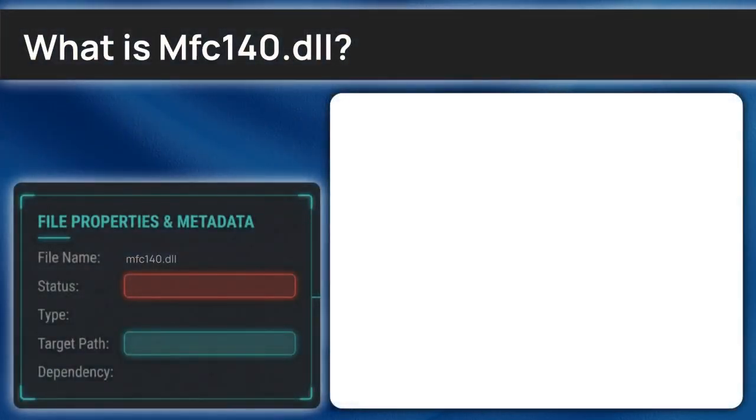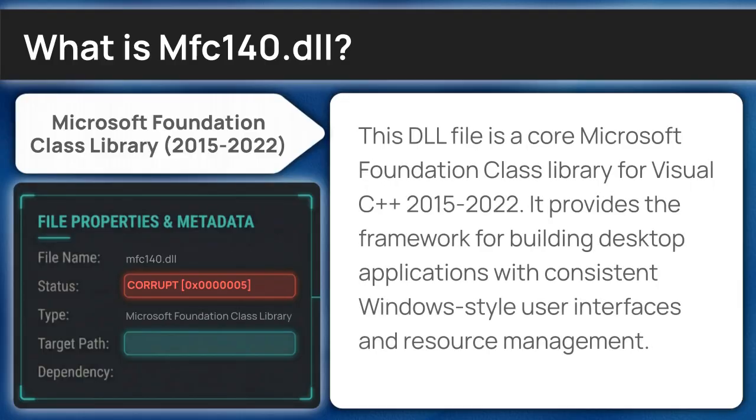This DLL file is a core Microsoft Foundation Class library for Visual C++ 2015-2022. It provides the framework for building desktop applications with consistent Windows-style user interfaces and resource management. Now that we've covered what the file does, let's jump into our first fix.